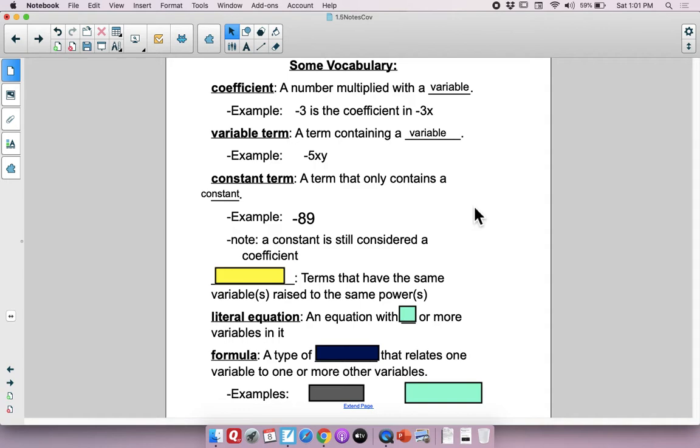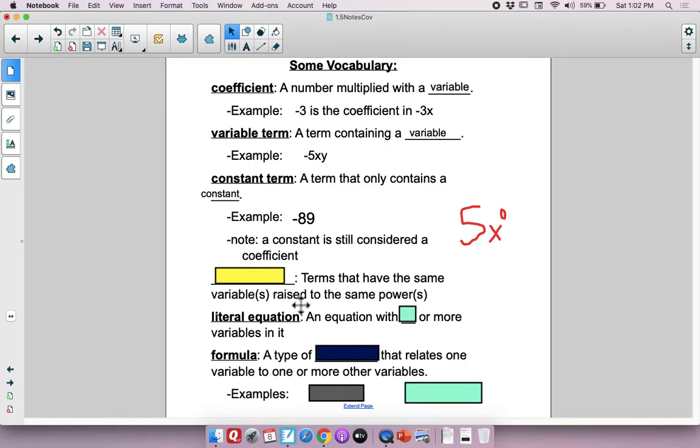Okay. Note, a constant is still considered a coefficient. Now, you may be wondering why that is. Let me give you an example. Let's say I had my constant of my favorite number, which is 5. Technically, if I put x to the 0 power here, anything to the 0 power is equal to what? 1, right? So technically, I could still write this with a variable next to it, but it would still be just 5. And then the 5 would be a coefficient, right? So we could technically consider that to be a coefficient. So even a constant is a coefficient.